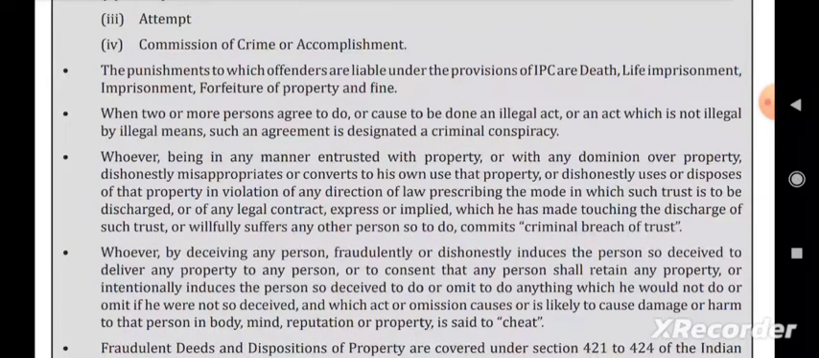When 2 or more persons agree to do or cause to be done an illegal act, or an act which is not illegal by illegal means, such an agreement is designated a criminal conspiracy. Whoever, being in any manner entrusted with property or with any dominion over property, dishonestly misappropriates or converts to his own use that property, or dishonestly uses or disposes of that property in violation of any direction of law prescribing the mode in which such trust is to be discharged, or of any legal contract, expressed or implied, which he has made touching the discharge of such trust, or willfully suffers any other person so to do, commits criminal breach of trust.